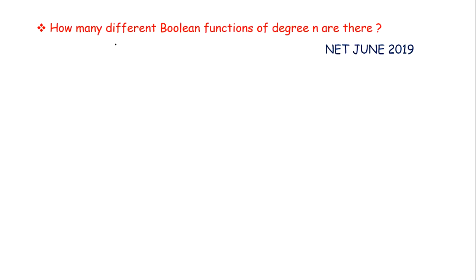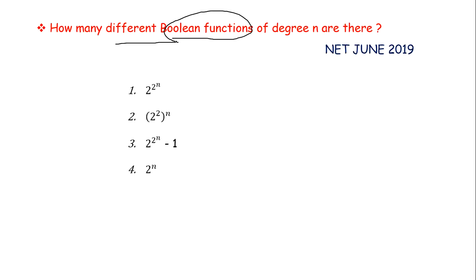Next question is: how many different Boolean functions of degree n are there? These are our options. First option is 2 raised to the power 2 raised to the power n. Second option is 2 raised to the power 2n. Third option is 2 raised to the power 2 raised to the power n minus 1. And last is 2 raised to the power n.